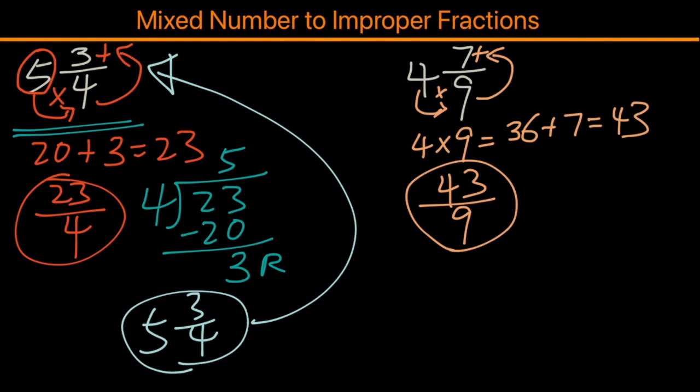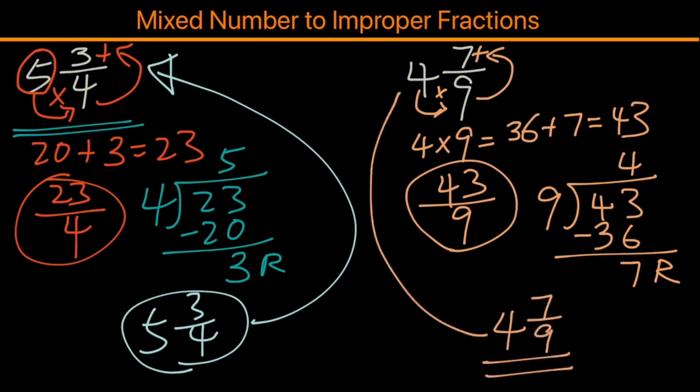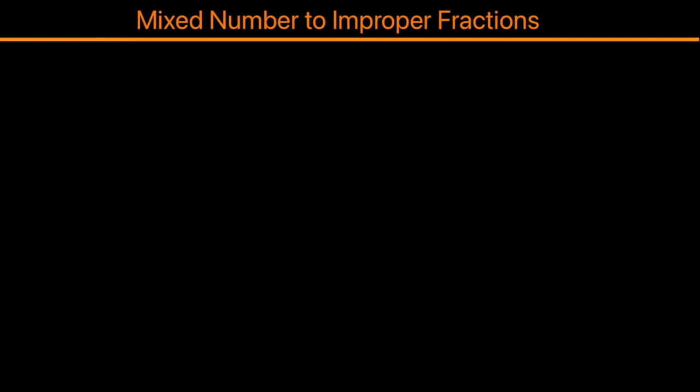To check if we did this correct, 43 divided by 9, 4, 36. 43 minus 36, we can have 7. That's the remainder. So the mixed number would be 4 and 7/9. And this matches the original problem, which tells us that the improper fraction that we got is correct. Now here's another example.